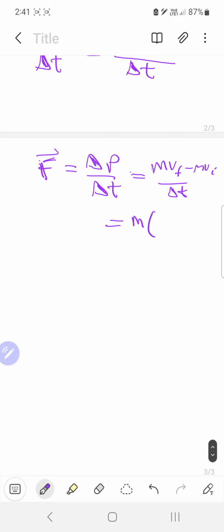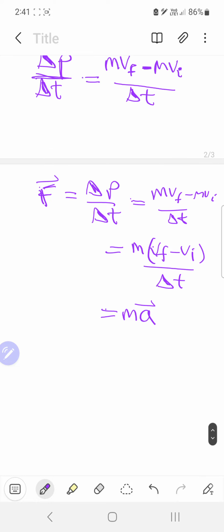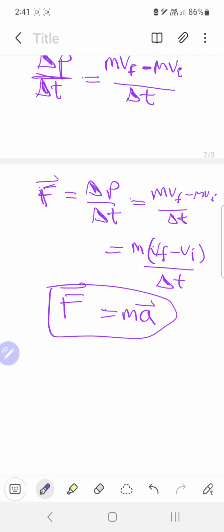Let's take out the m, because it's common to both the v final and the v initial, over delta T. So the m is a constant, right? It's intrinsic to the ball in this case. It's not changing, so we take it out of the parentheses. And from basic classical physics, mechanics, the change in velocity, v final minus v initial over time, is just the acceleration. And so that's how momentum and force is related. It's through Newton's second law of motion, F equals ma. A very neat, simple derivation there.